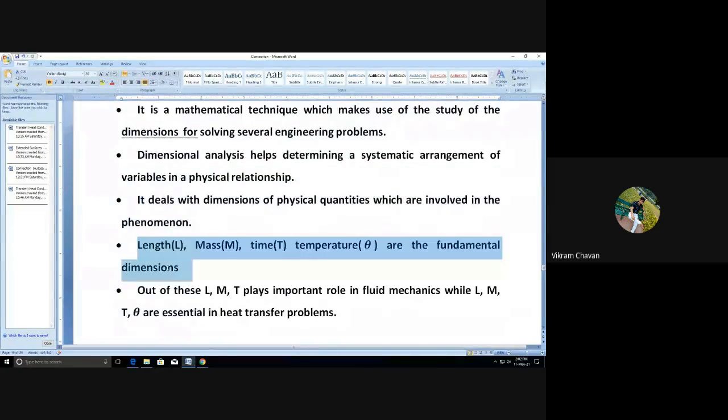Then the fundamental dimensions: we know that length, mass, time, temperature are the fundamental dimensions. Out of these, LMT, that is length, mass, time, plays an important role in mechanics and fluid mechanics, while in heat transfer we require all four fundamental quantities, L, M, T, and theta. So length L, mass M, time T, temperature theta are the fundamental dimensions.